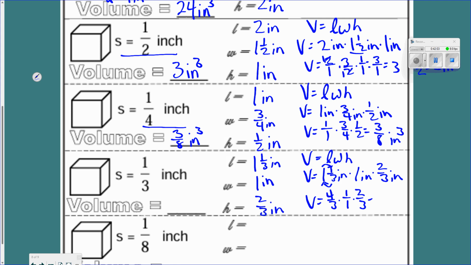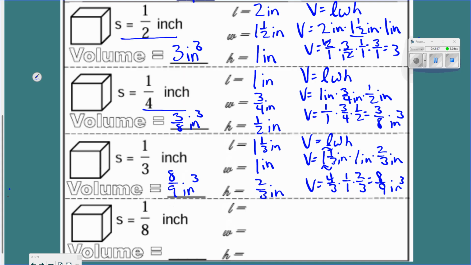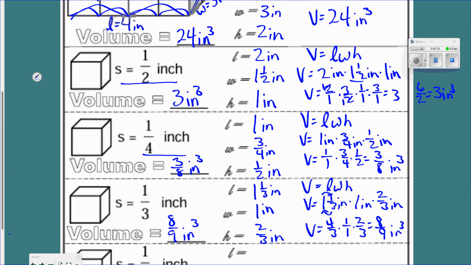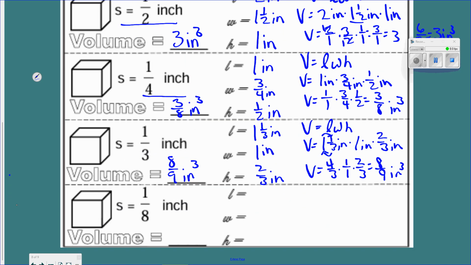And our third one. Now we're all the way down to 1/8. I've got 4 of them, so 4/8, which is 1/2. Going to width, I've got 3 of them, so 3/8. Going up, I've got 2 of them, so 2/8, same as 1/4. So we're using our formula again: 1/2 inch times 3/8 times 1/4.